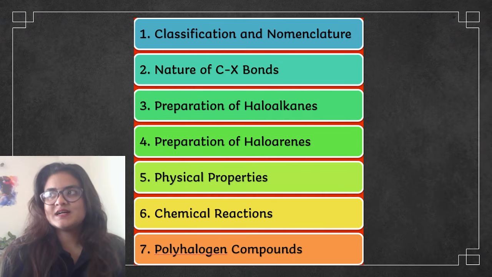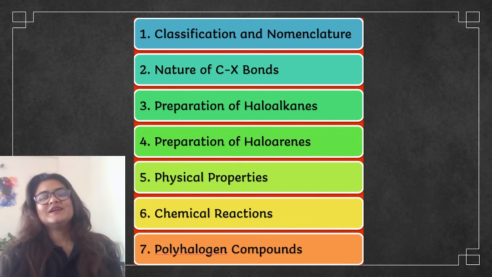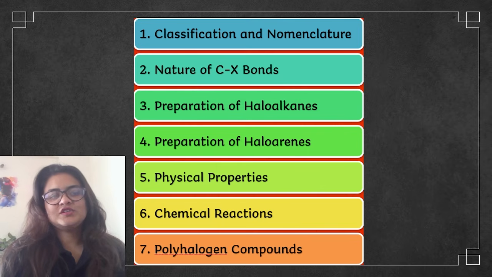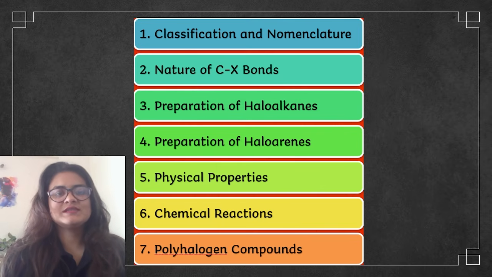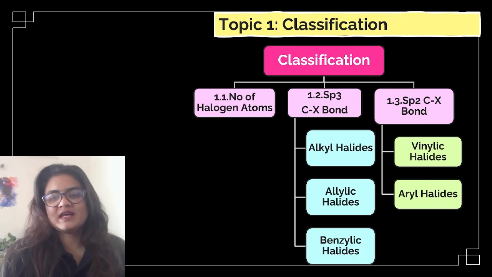So let's start. Here comes the content of the video, what we are actually going to learn in this session. First you can see the classification and nomenclature, nature of the C-X bond, preparation of haloalkanes, preparation of haloarenes, physical properties, chemical properties, and polyhalogen compounds. So here comes the classification part.